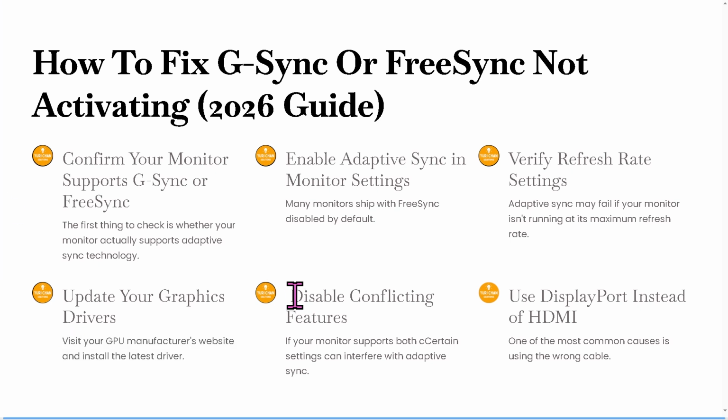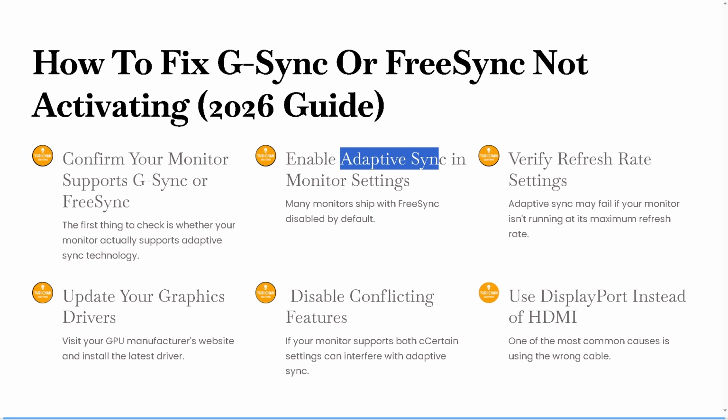And then, most people often overlook disabling conflicting features. Certain settings can interfere with adaptive sync. Okay, so try temporarily disabling VSync in games, third-party FPS limiters, screen recording overlays, and GPU overclocking software. After disabling them, test your game again.